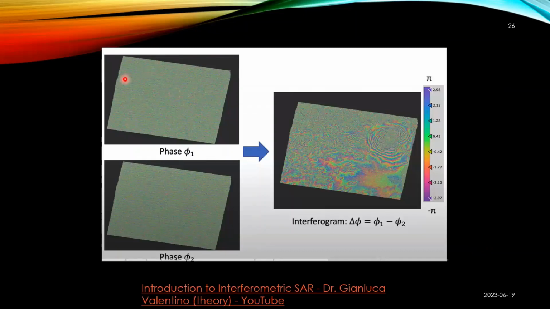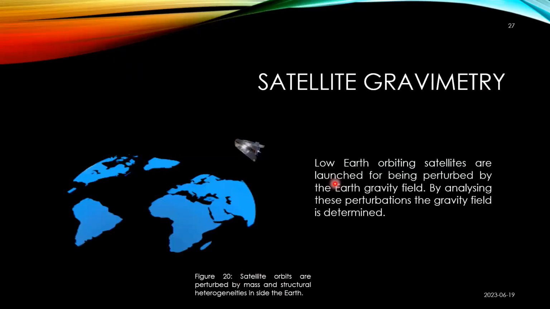Probably you have seen these things before. This is the phase before the deformation, and this is the phase after the deformation. By looking at the phase, you cannot see that much. But when you subtract them from each other, then you will see some fringes, showing some features of the land surface. So I'm not going to go into the details about this. I think it's very well known.